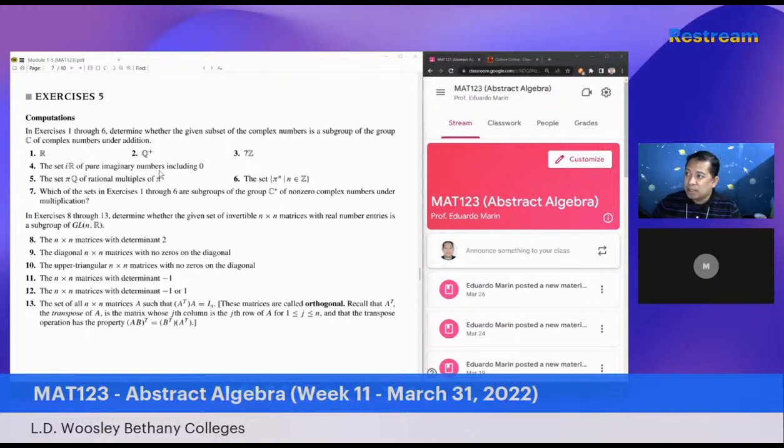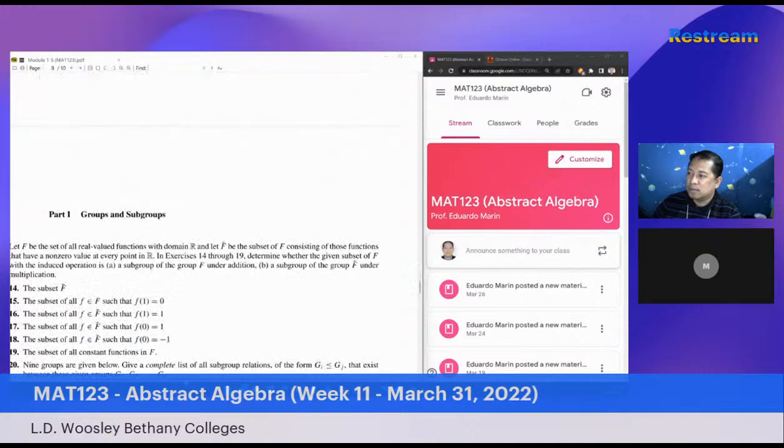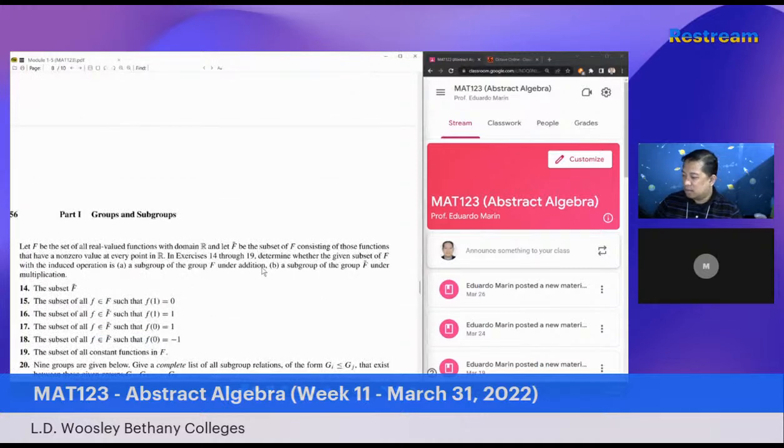Okay? Now, for numbers 8 to 13, this will be part of your take-home. Now, you will have a take-home for 8 to 13. So, I will not touch that. This regarding matrices. So, you could answer 8 to 13 as part of your take-home. Okay, let's move on.